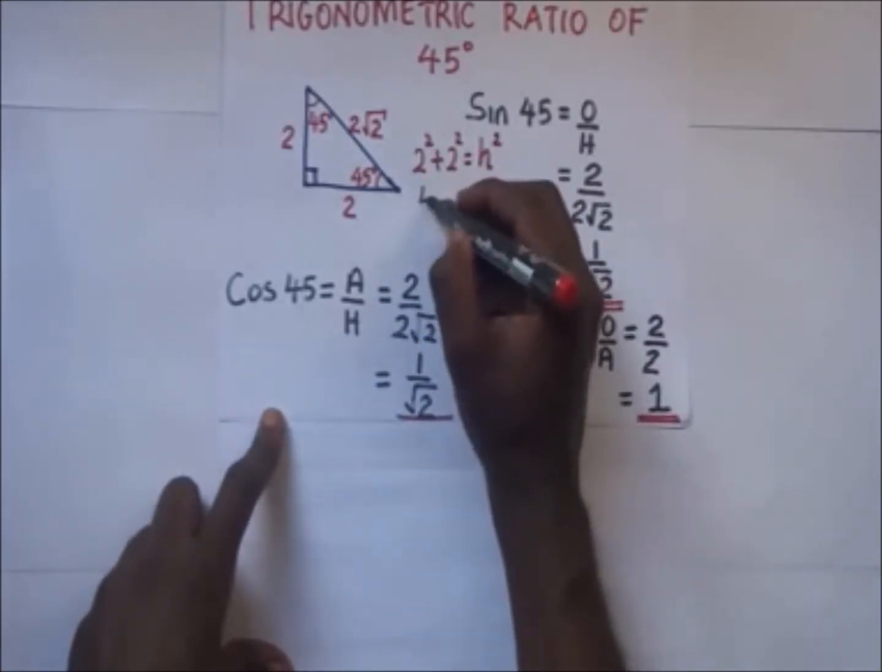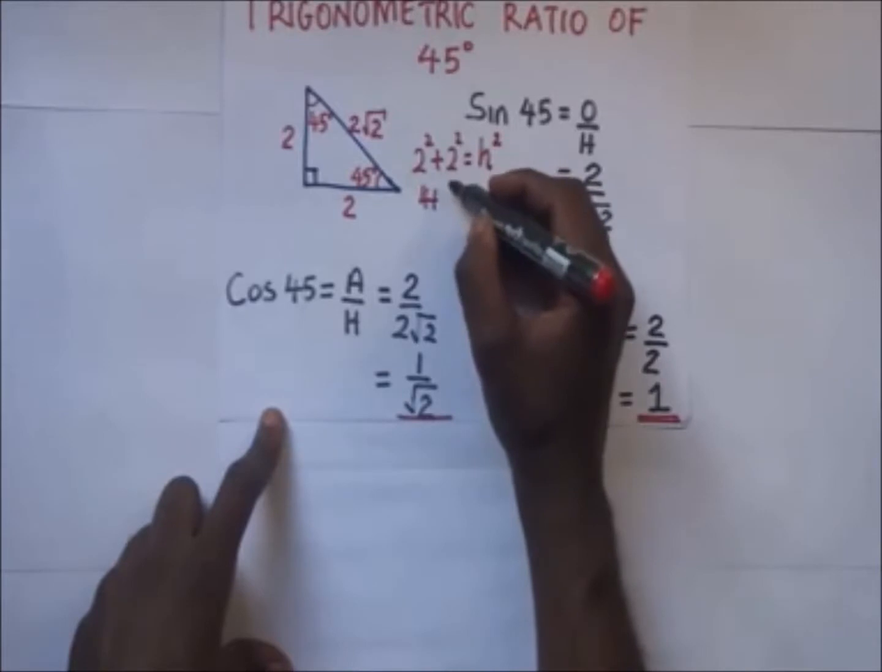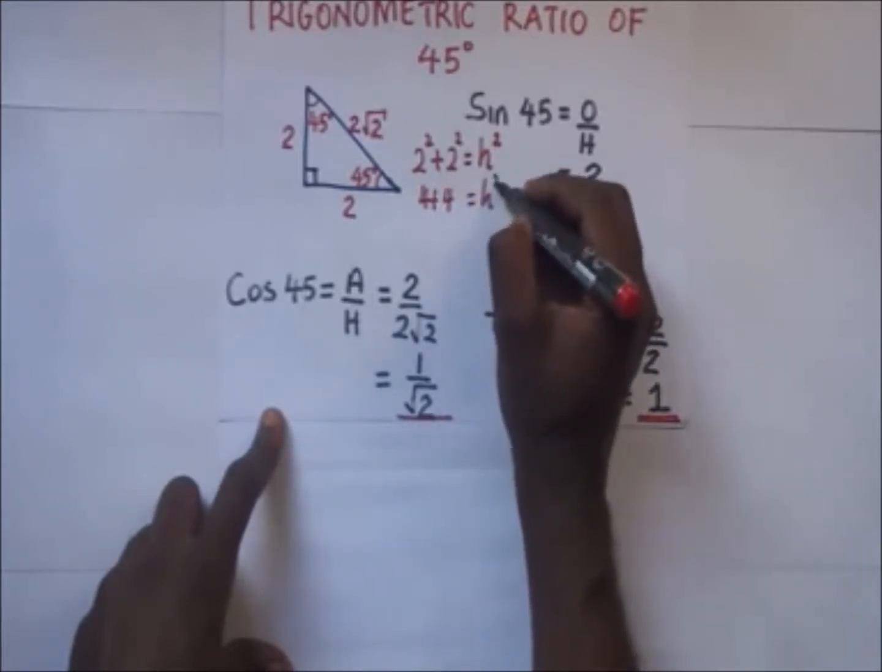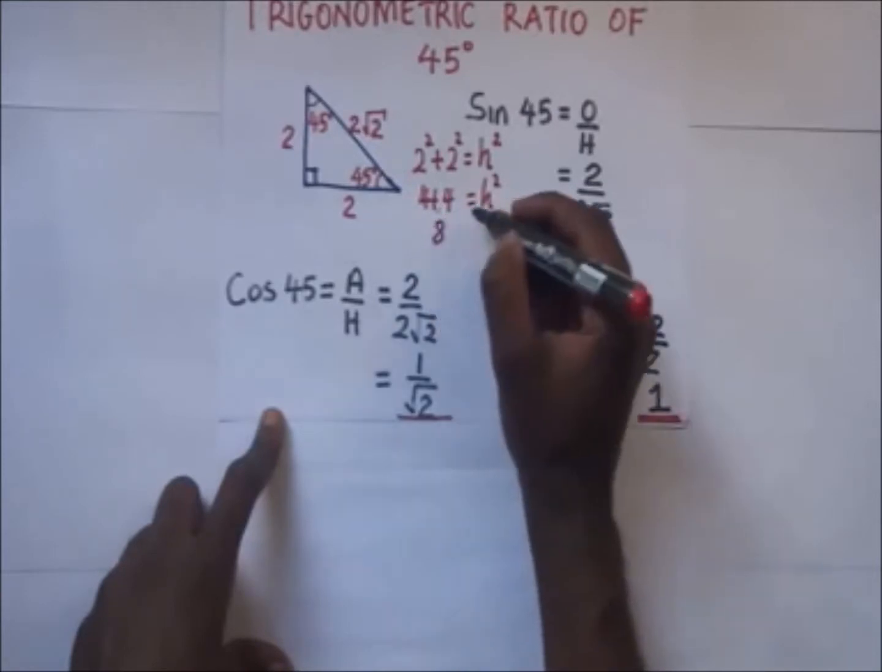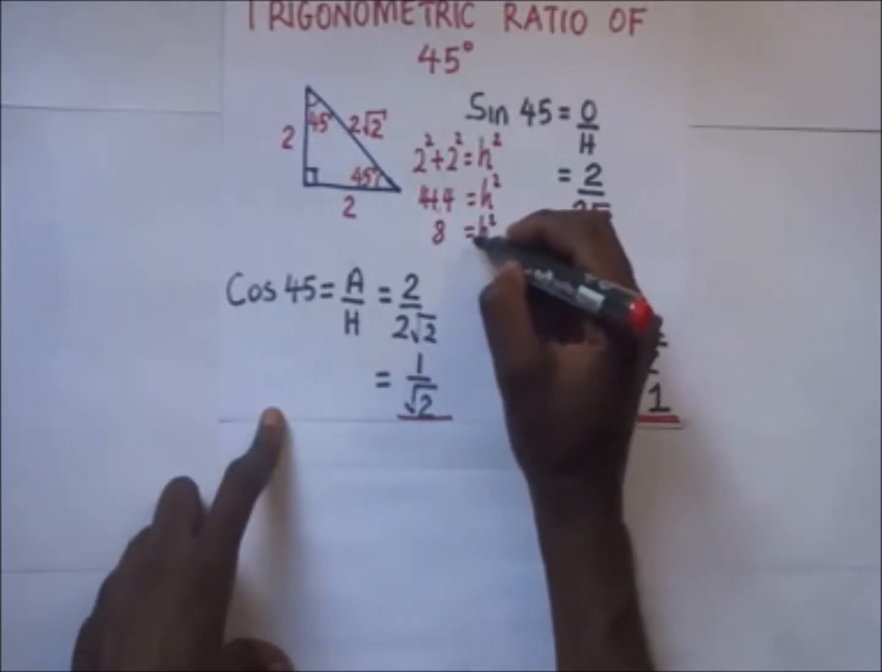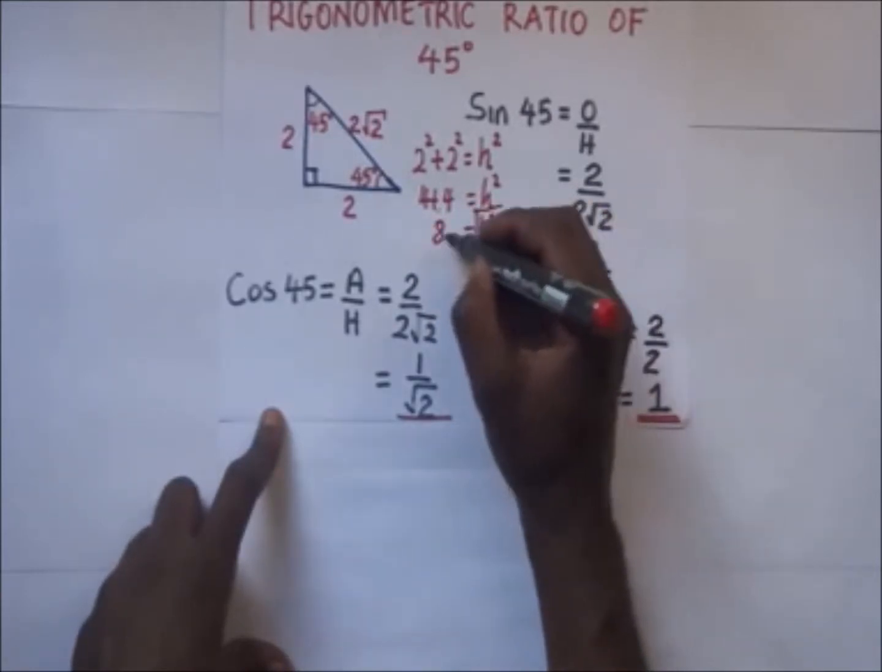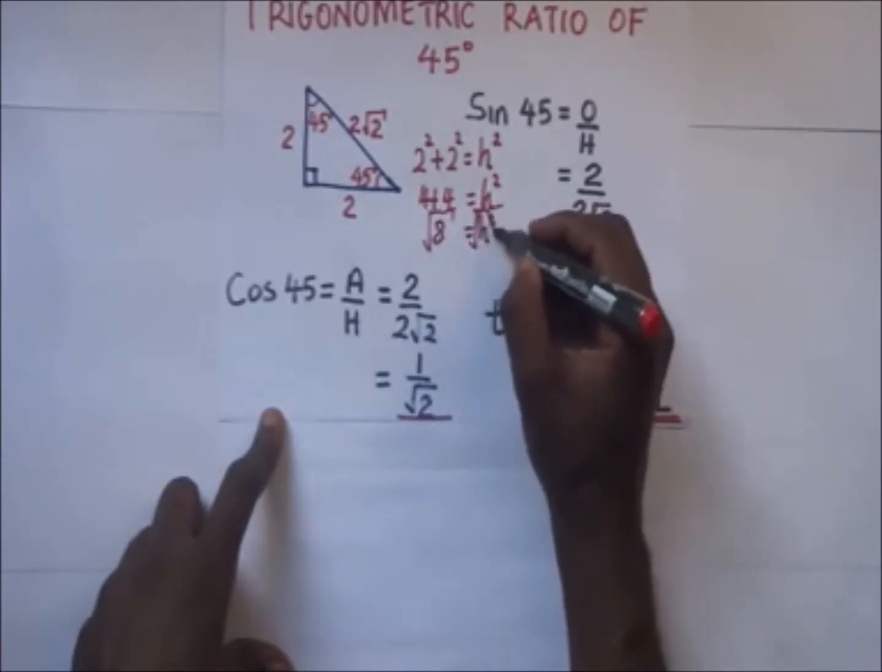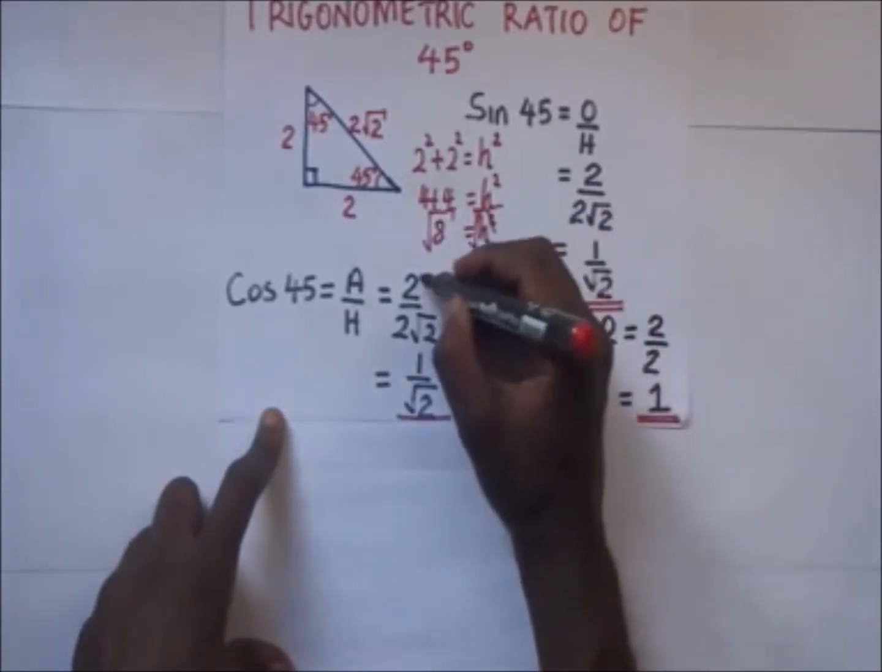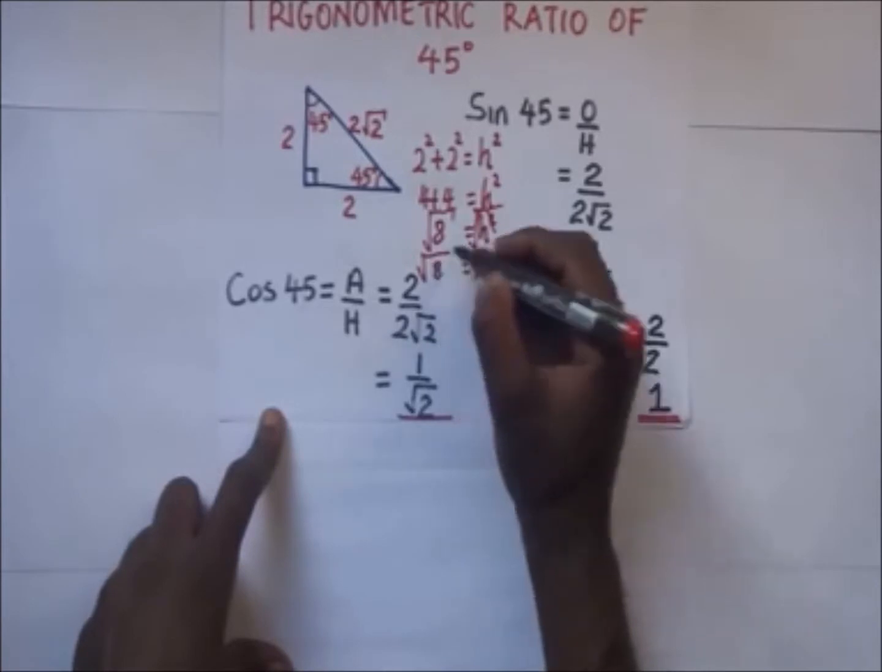So 2 squared is 4, plus 2 squared, which is also 4, is going to be h squared. 4 plus 4 is 8. 8 is going to be h squared. So when you find the square root on both sides, you remain with h giving you the square root of 8.